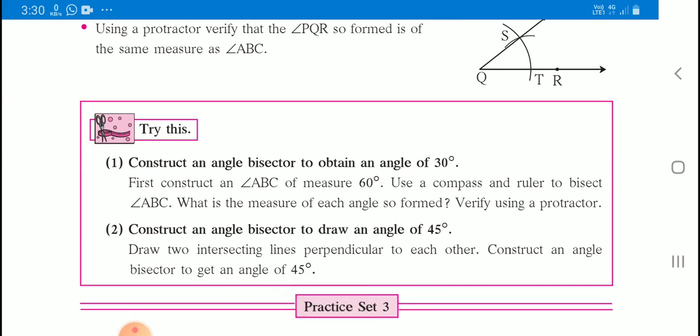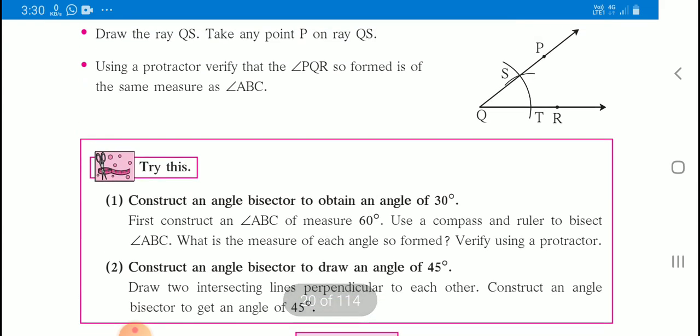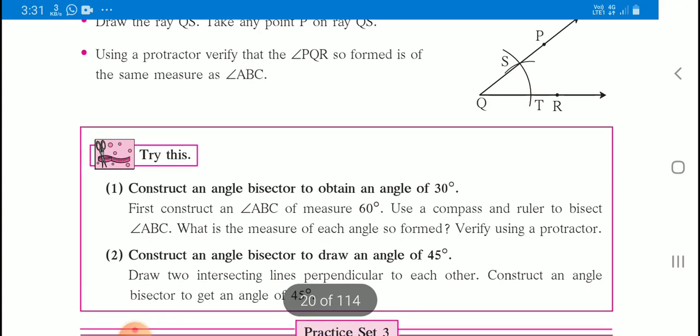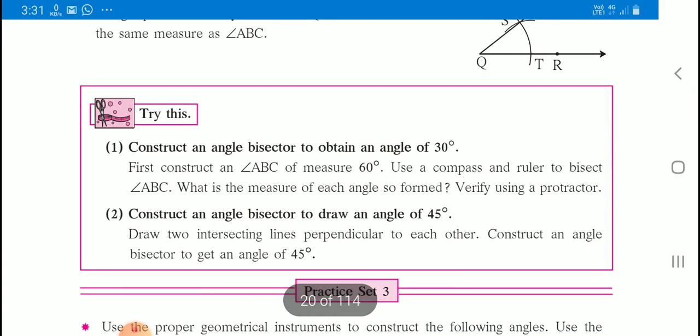Now here they have given, you have to try this. Construct an angle bisector to obtain an angle of 30 degrees. First construct angle ABC of measure 60 degrees. Then use a compass and ruler to bisect angle ABC. What is the measure of each angle so formed? Verify using a protractor. You know that if we bisect the angle of measure 60 degrees, then we will get two angles of 30 degrees.